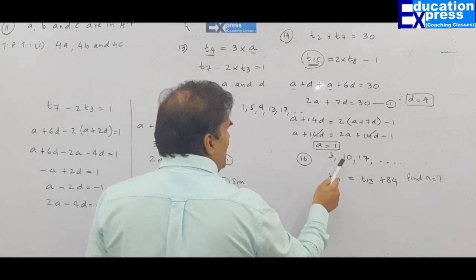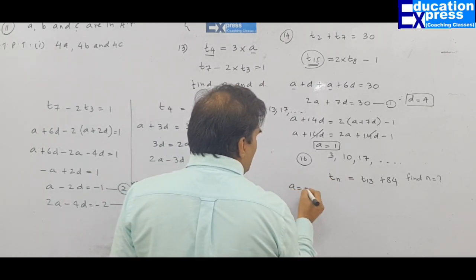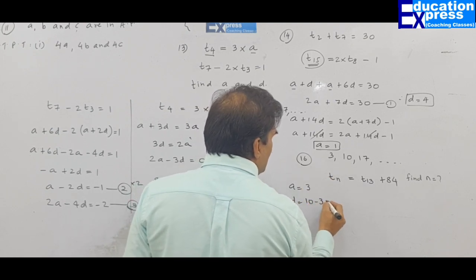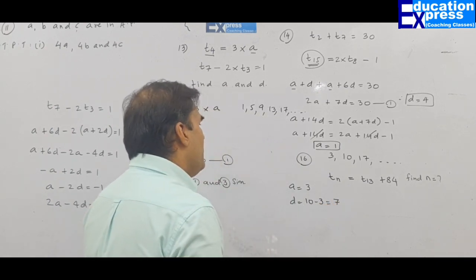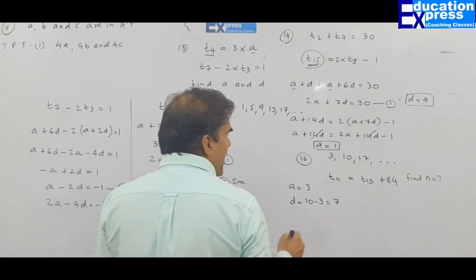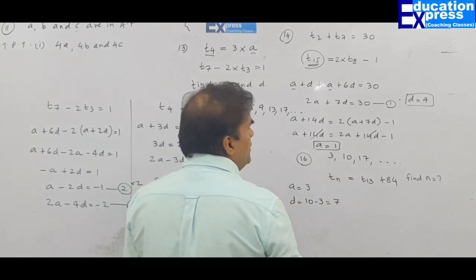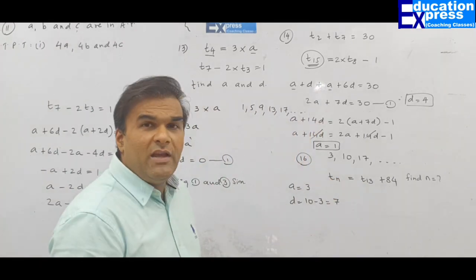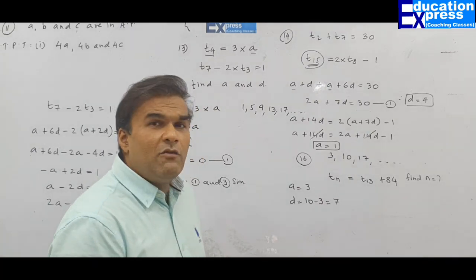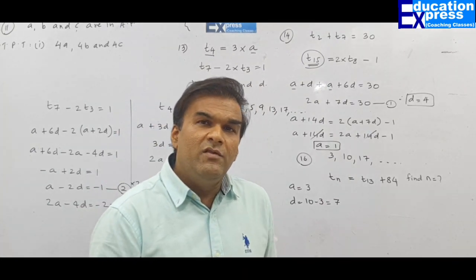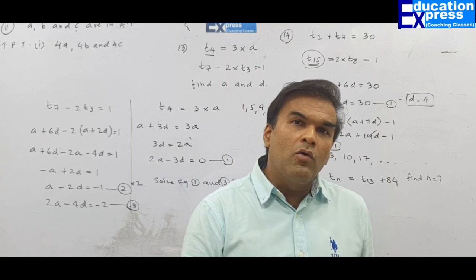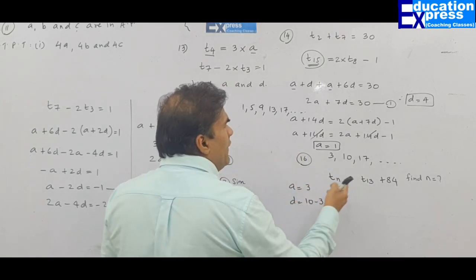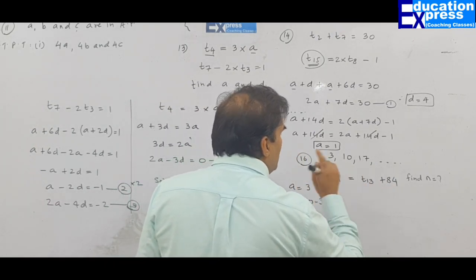The series is given to us: 3, 10, 17. So can I say a equals 3? d equals the second term minus the first term, which is 7. They have mentioned, find the term which is 84 more than the 13th term. Earlier also we have done this in the first exercise, wherein it was asked to find the term which is 130 more than some other term. So the same question is getting repeated.